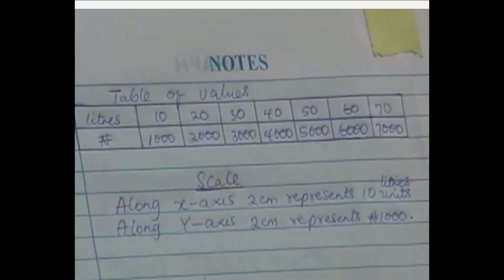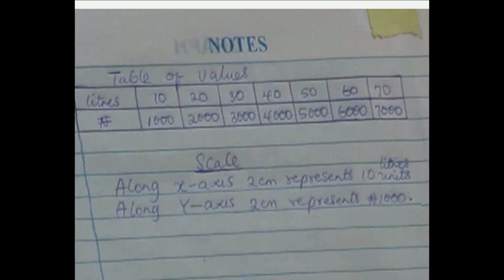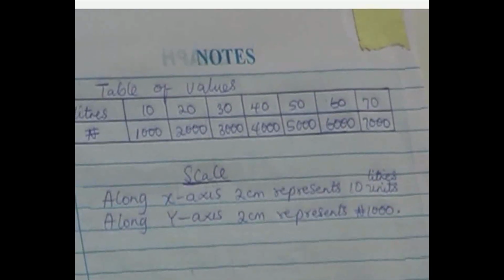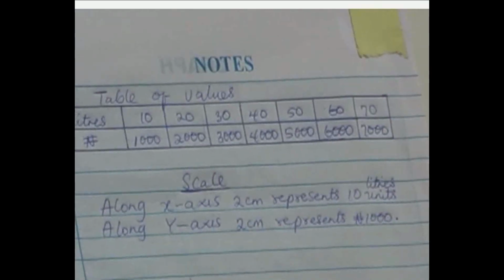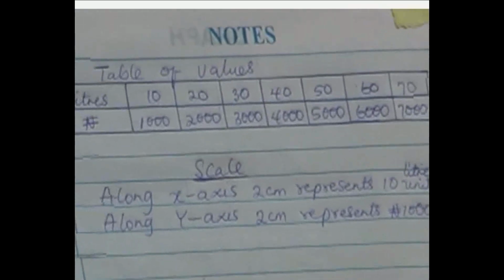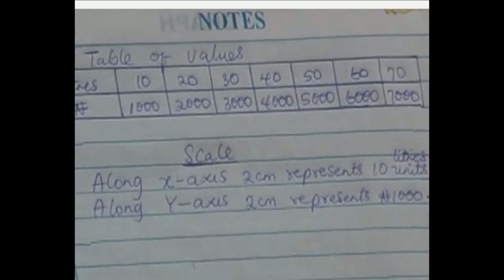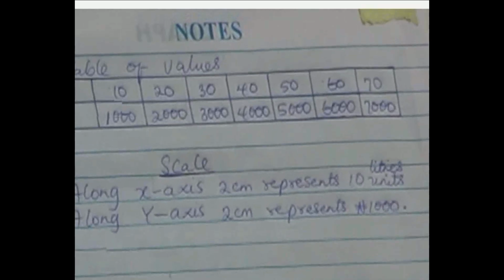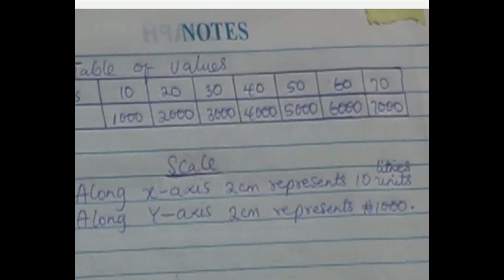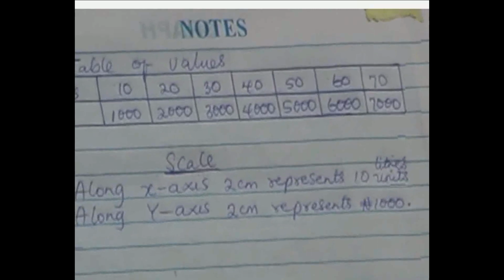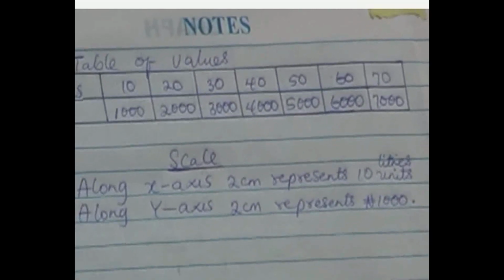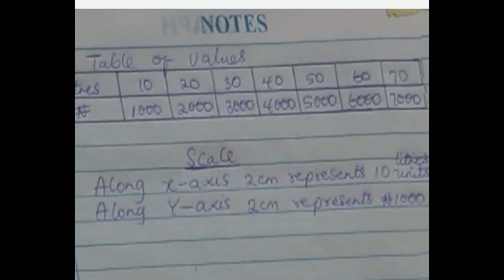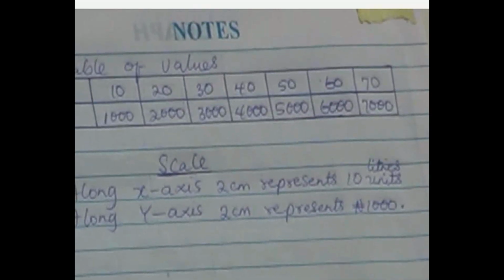If you come below the table of values, you're going to see the scale. Let me see if I can bring it closer so that you see it better. The scale, okay? I think this is as much as it can come. You can read it now. As I wrote, along x-axis 2cm represents 10 liters. Below, I wrote units. You can use 10 liters, you can use 10 units. They are all correct. Then along y-axis 2cm represents 1,000 naira.